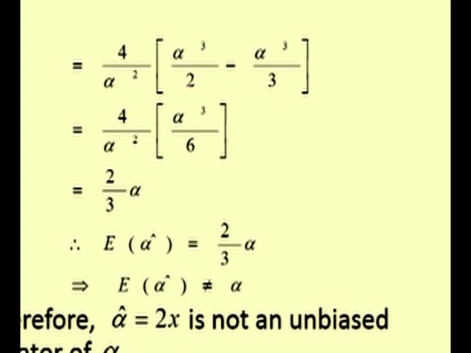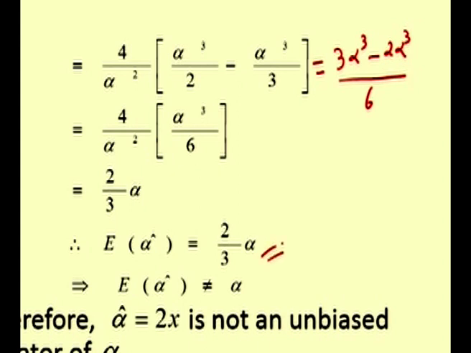Again cross multiply, in other words what is the common LCM? 6. So, here it becomes 3 alpha cube minus 2 alpha cube divided by 6. So, on simplification it becomes alpha cube by 6. So, you already have 4 alpha squared into alpha cube by 6. Alpha squared goes with alpha cube, leaving out alpha. So, 4 by 6 you will have 2 by 3 alpha cube.